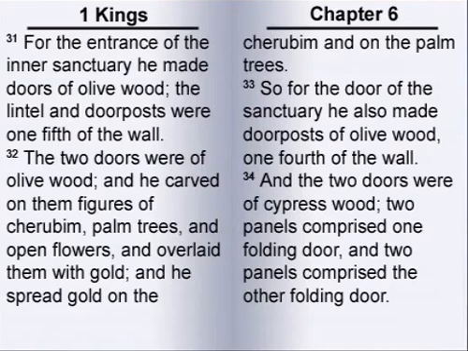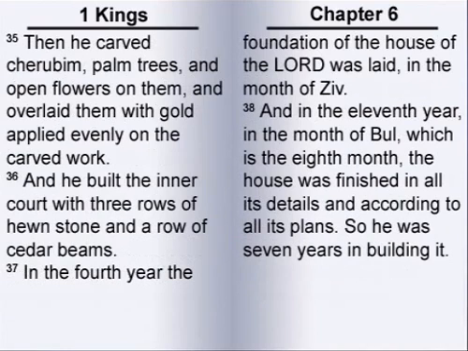So for the door of the sanctuary he also made doorposts of olive wood, 1/4 of the wall. And the 2 doors were of cypress wood. 2 panels comprised one folding door, and 2 panels comprised the other folding door. Then he carved cherubim, palm trees, and open flowers on them, and overlaid them with gold applied evenly on the carved work. And he built the inner court with the 3 rows of hewn stone, and a row of cedar beams.